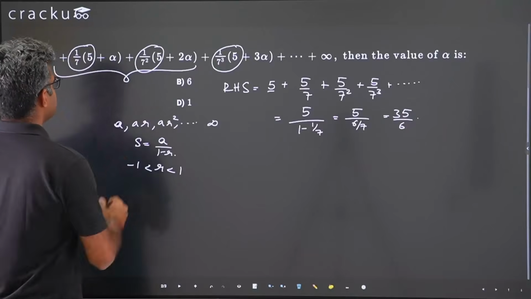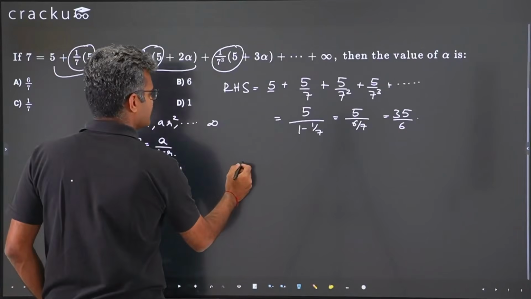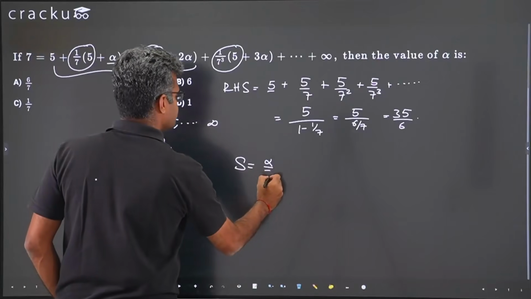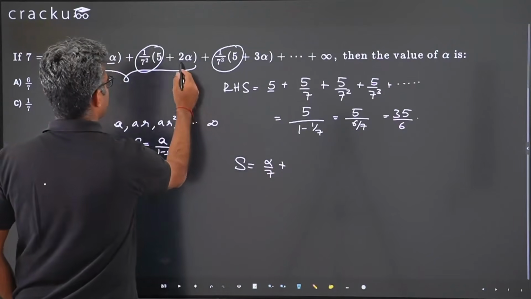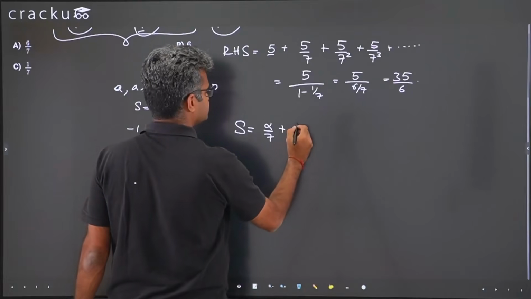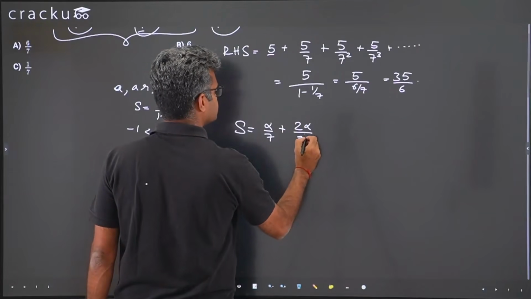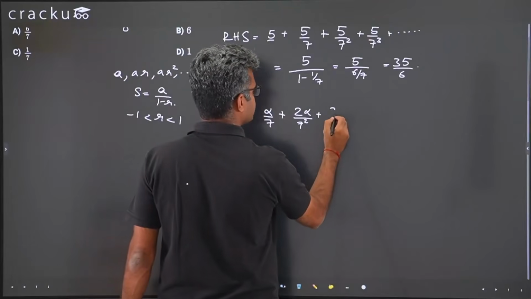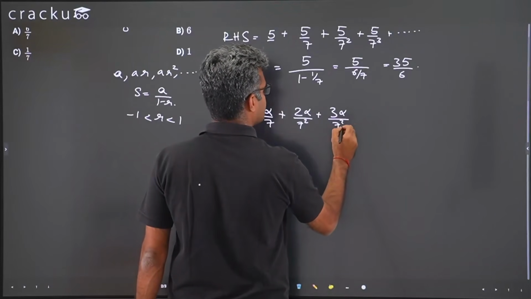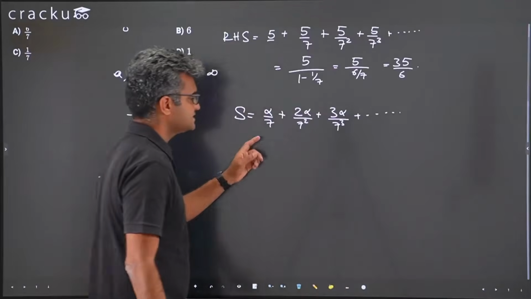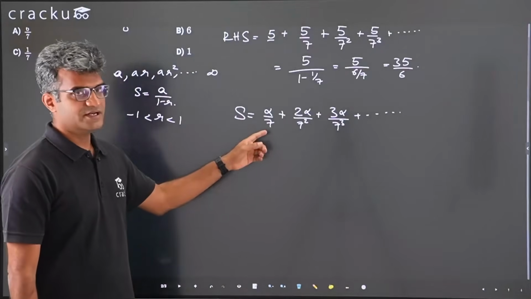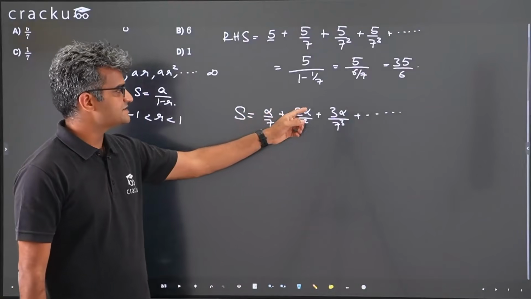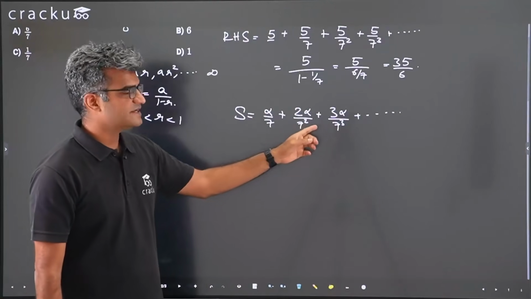The second term is alpha. Let us call the second term S. The sum of the second term will be alpha by 7 plus 2 alpha by 7 square plus 3 alpha by 7 cube and so on. This is not a geometric progression, this is not an arithmetic progression. This is an arithmetico-geometric progression because the numerators are in AP, the denominators are in GP.